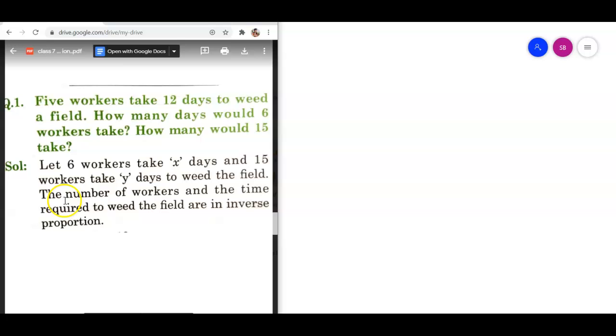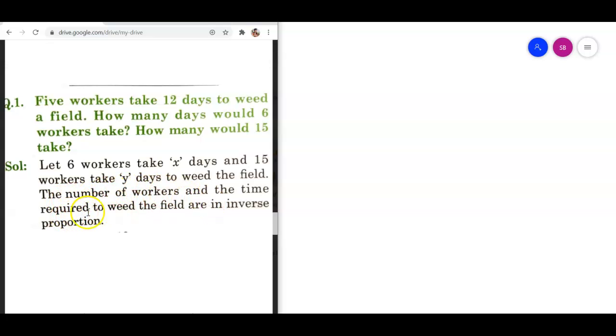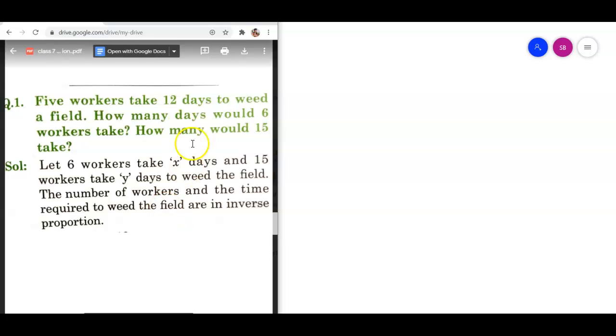So the second line which I said, the number of workers and the time required to weed the field, or you can write the days required to weed the field, are in inverse proportion. So let's now start with the answer to this question. We know that 6 into x will be equal to 5 into 12. Why? Because 5 workers take 12 days, right? So 5 into 12 and 6 into x will be equal. So let us find x.